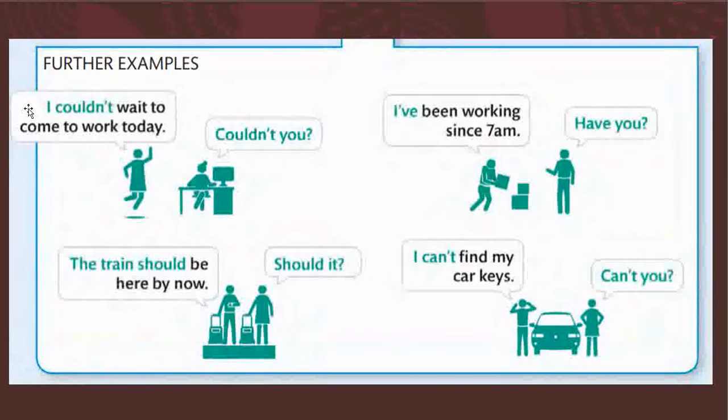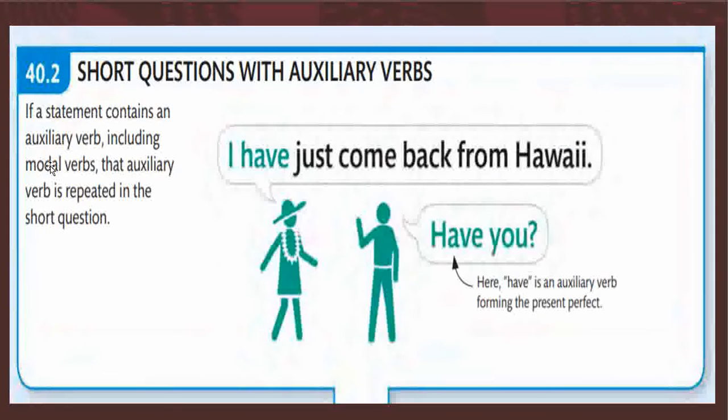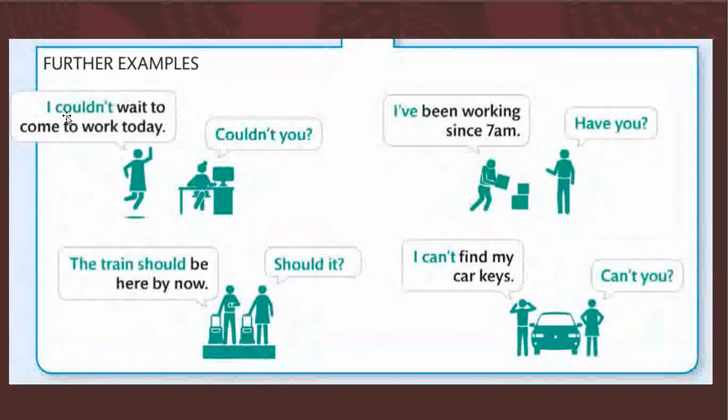Now let us see regarding auxiliary. The modal was also mentioned in that rule. Let us just see the rule. Modal verbs were also used, that auxiliary is repeated. So modal is also repeated. In the example, we will have modals also. I couldn't wait to come to work today. Couldn't. So couldn't, and you're talking back to the person. You. I becomes you. Couldn't you?